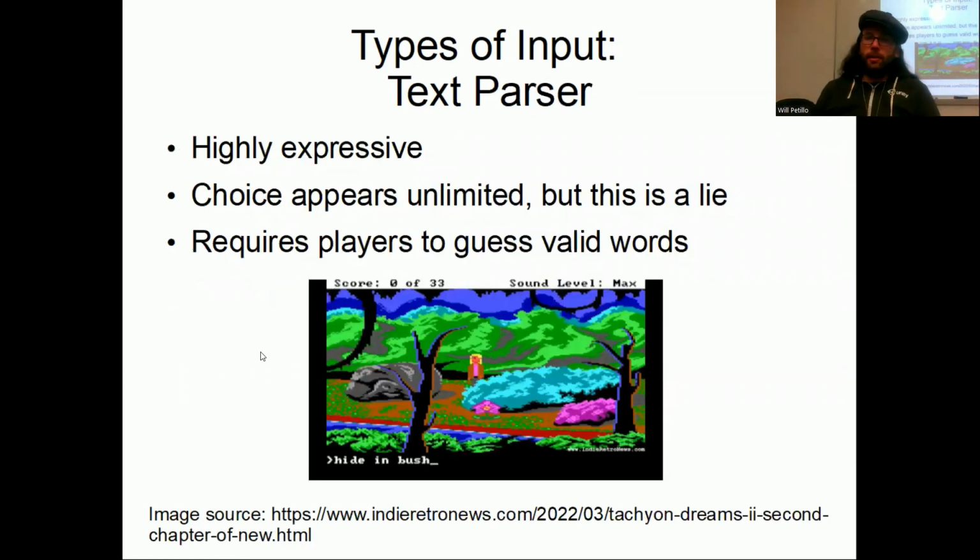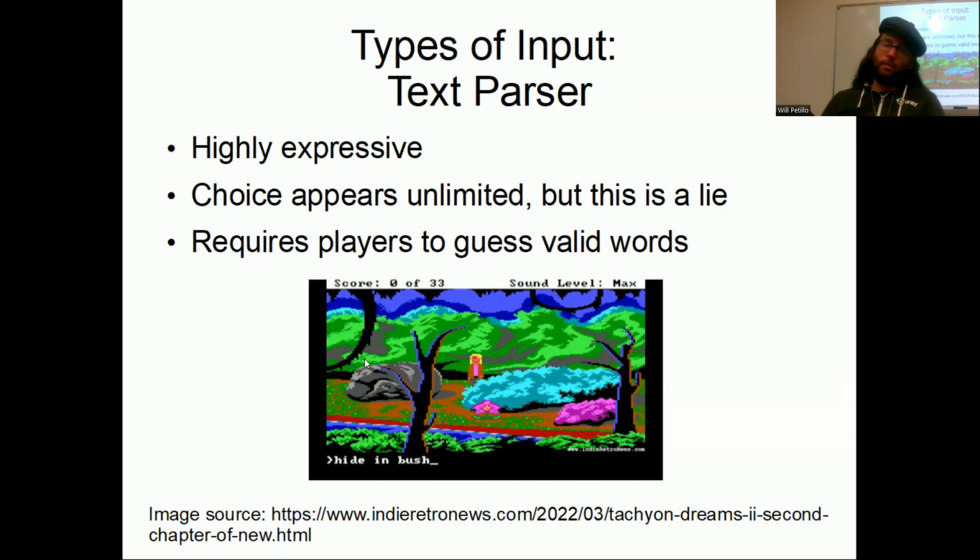Another type of input is the text parser. These were popular in very early video games, like pictured below, where you type out words and phrases to control what your character does or what happens next. And this is highly expressive because you're writing out in words. And the choice appears unlimited because you could type anything, but this is a lie.